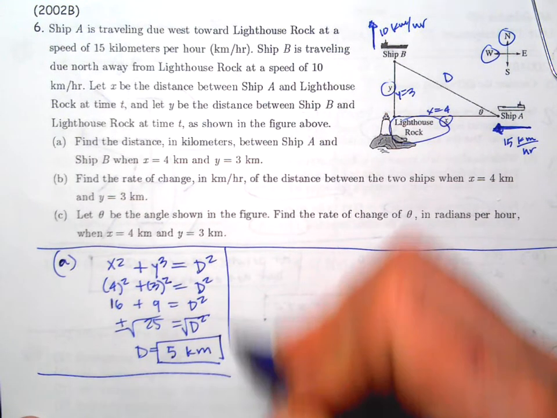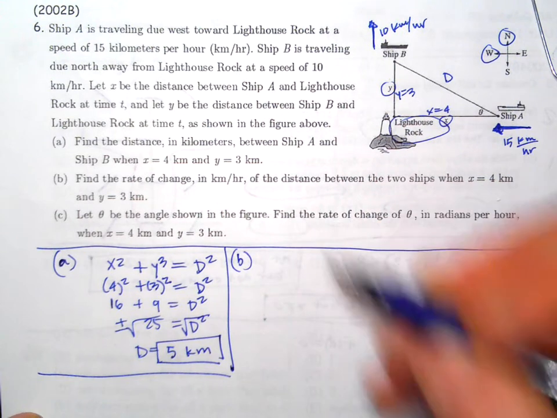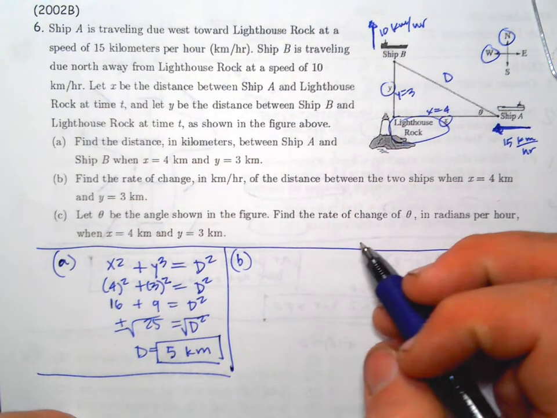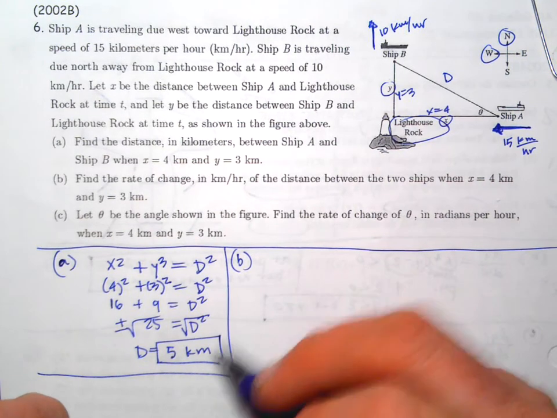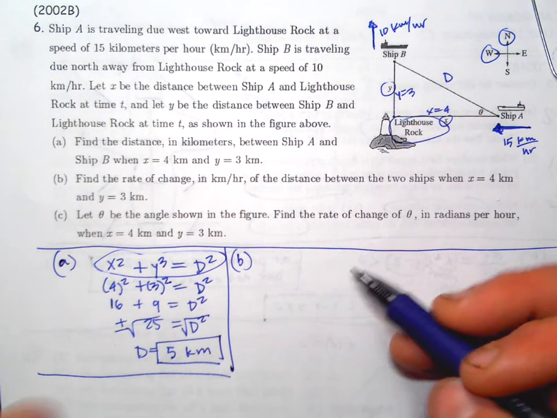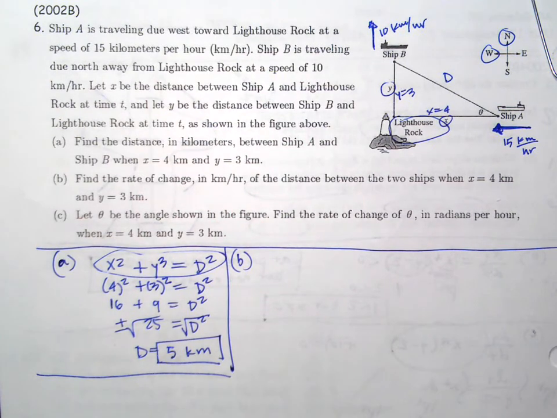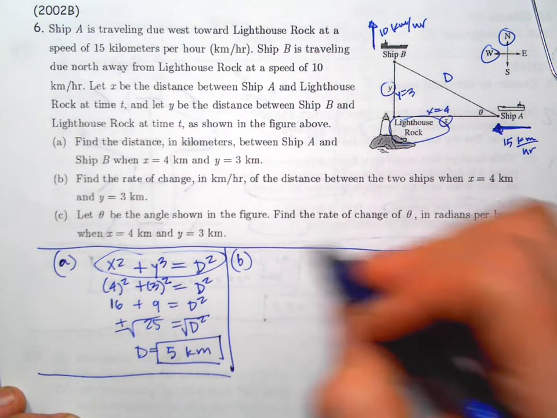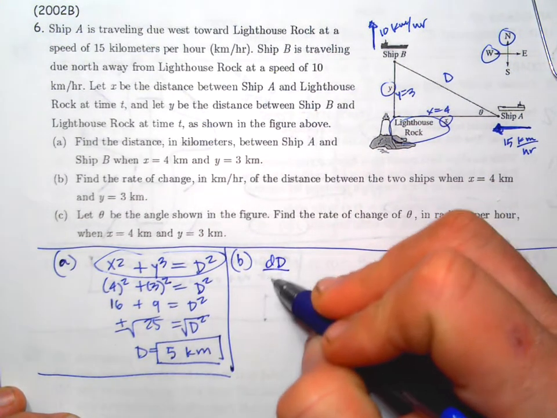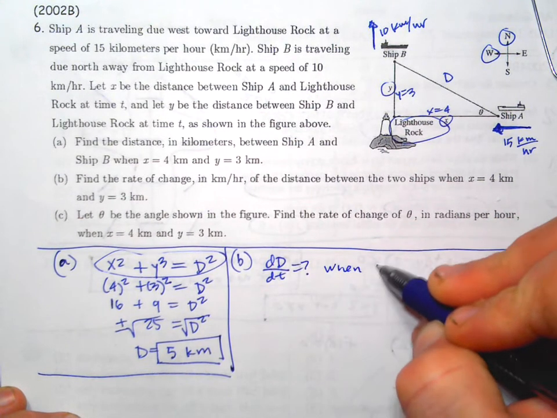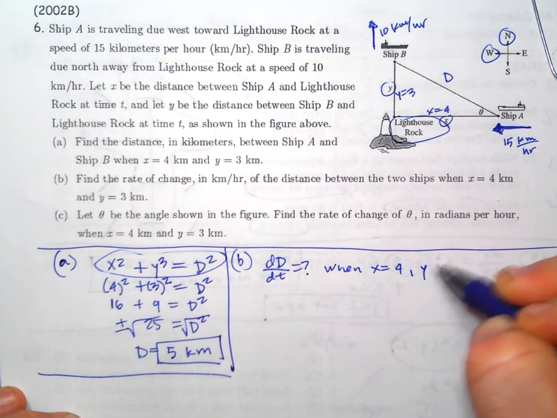All right. Now, that didn't involve any calculus. That's all geometry, algebra. But this might help us for the calculus. First of all, we might need that. Also, this initial relationship between all the different variables in here might help us for our related rates. B, find the rate of change in kilometers per hour of the distance between the two ships. So we're looking for dD/dt when x equals 4, y equals 3.